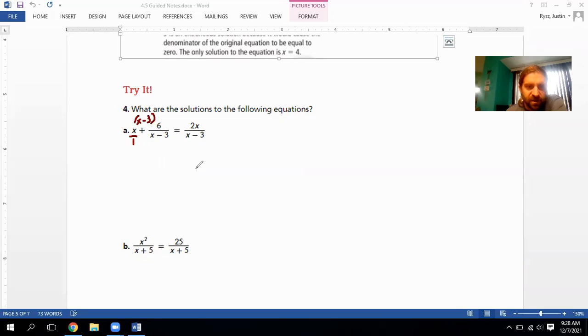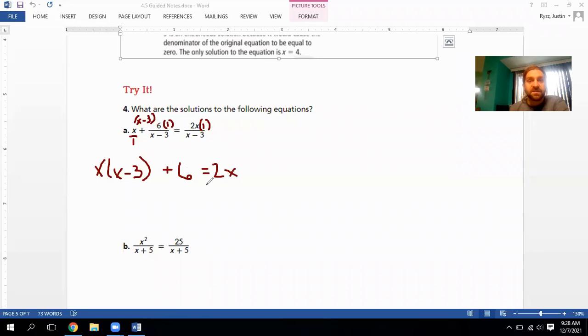So I'm writing kind of small. This one here is missing a 1, so I'm going to times it by 1, which means I'm not going to change it. And this one here is going to times by 1. Then we don't really have to worry about the denominators. So we're going to take our x and times it by an x minus 3. We'll leave the 6 alone, and we'll leave the 2x alone.